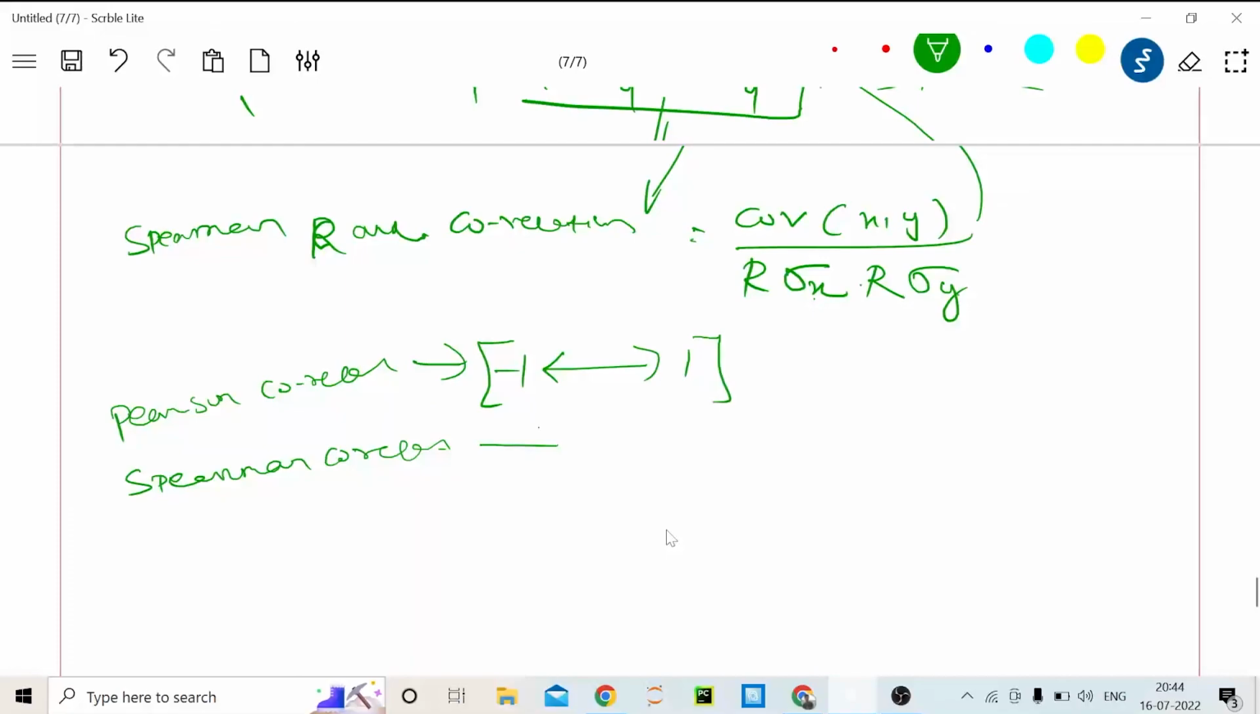In Pearson correlation, the value ranges from -1 to 1, but in Spearman correlation, the value is either -1 or +1. If x is increasing and y is increasing, you will get the value 1. It does not matter how much it is increasing. Even if it is increasing by 0.01%, you will still get +1. If it always satisfies the condition that when x is increasing, y is also increasing, you will get 1, and when x is decreasing and y is decreasing, you will get -1. That is called the Spearman correlation.